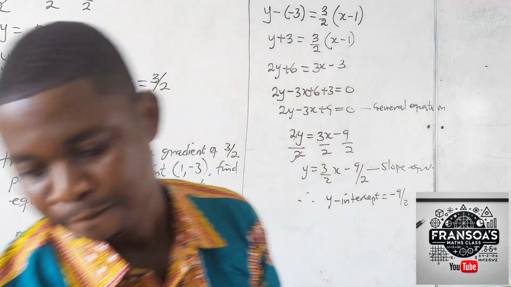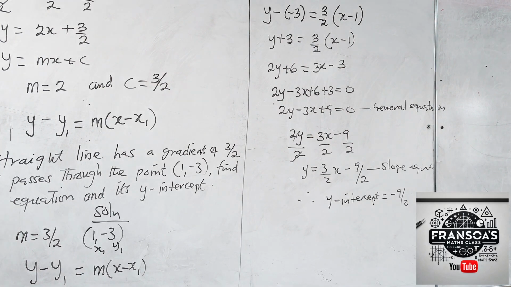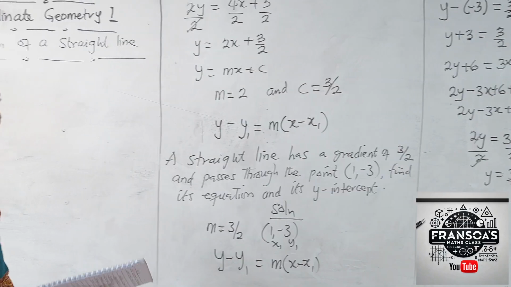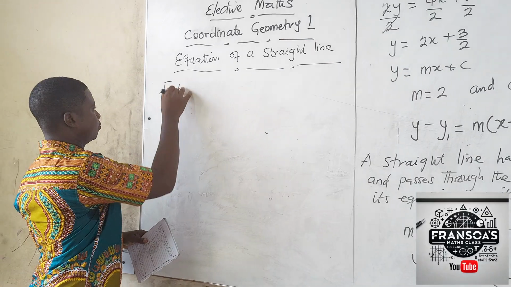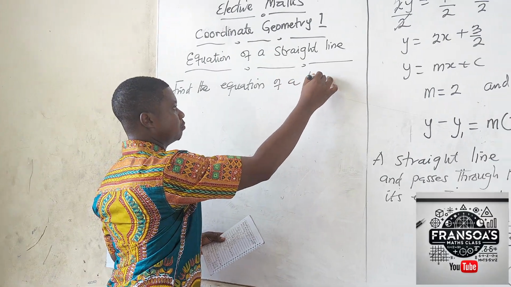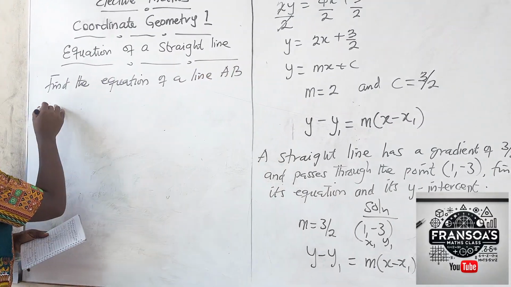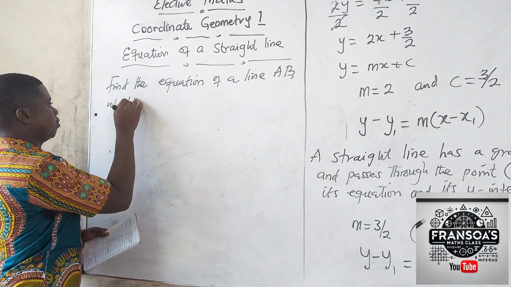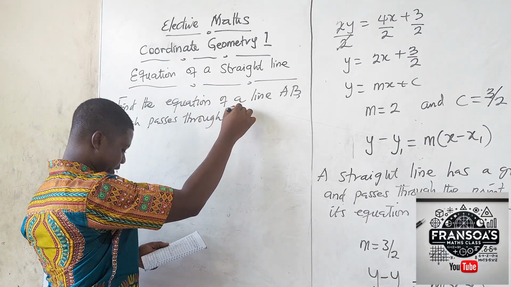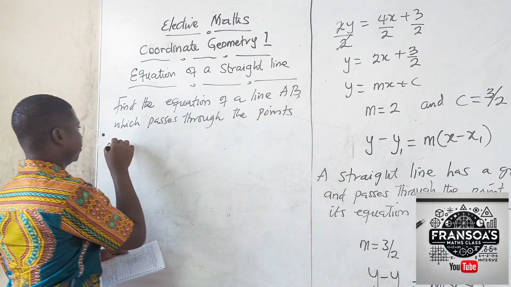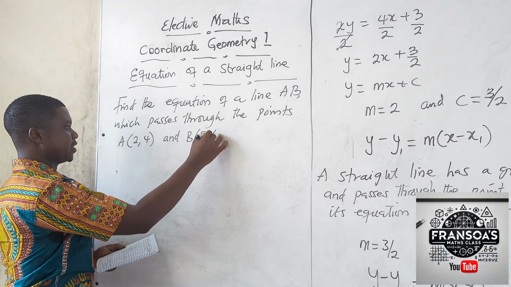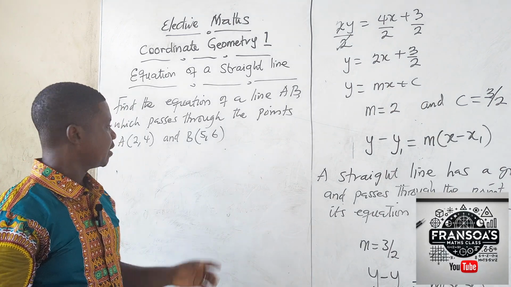Let's try one of them. So the question is, find the equation of a line AB which passes through the points A(2, 4) and B(5, 6). So this time we were not given the gradient, but we're given 2 points.